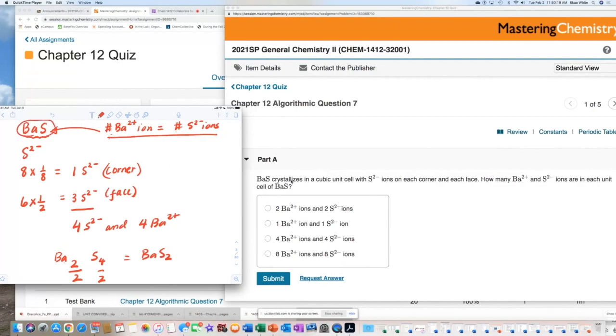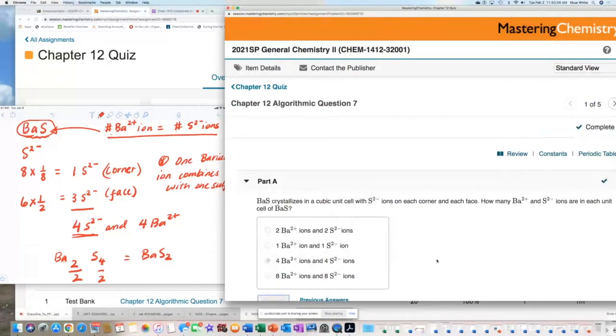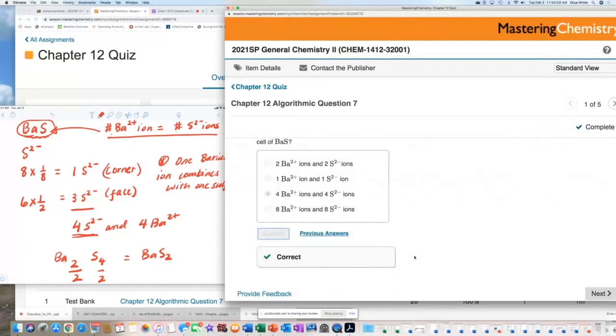Based on the empirical formula, we're kind of working backwards, starting with this is the formula. This is how they combine. For every one barium that combines, it combines with one sulfur. So from here, essentially what we know is one barium ion combines with one sulfide. So if you have 4 sulfide ions, you need exactly 4 barium ions. So let's see. Yay, there.